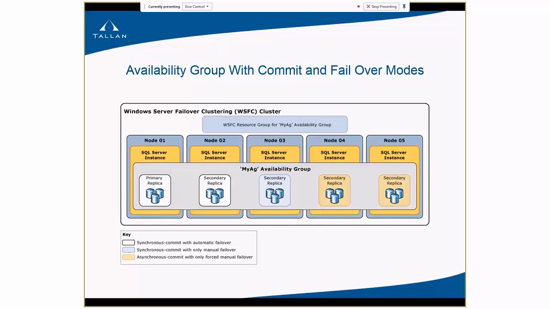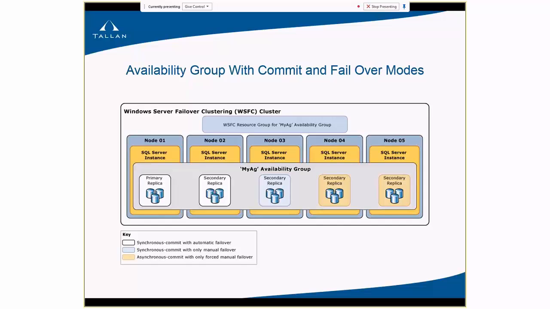This slide is kind of an extension on the last slide, with synchronous commits and asynchronous commits and all your options included. Okay, so it's the same as before. We have our Windows Server failover cluster, we have the respective nodes and SQL Server instances, and we have the availability group. But this time we have a primary and a secondary with synchronous commit mode and automatic failover. So this would be the first thing to happen.